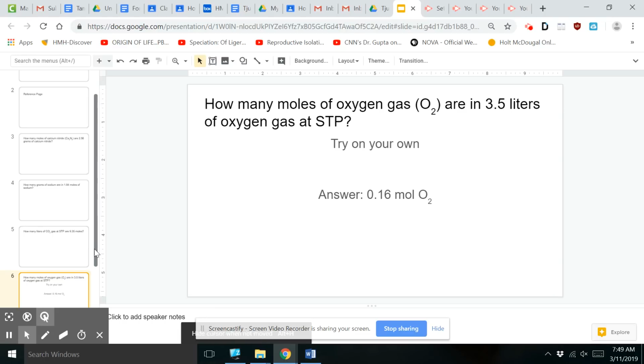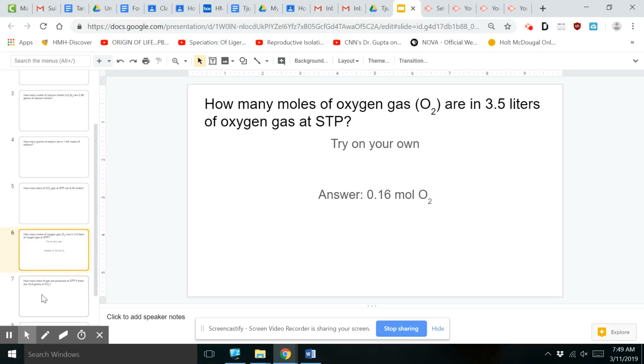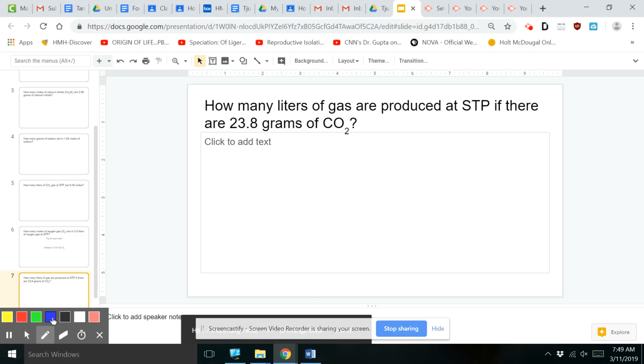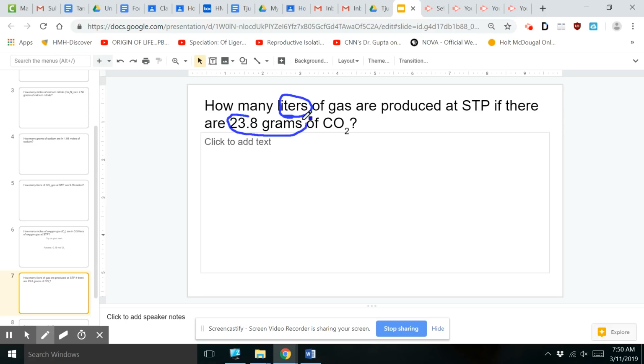Okay, so hopefully you figured that out all on your own. Now we're going to try one of the trickier ones that requires 2 steps, and then you will do one of those on your own as well. Again, we are on question number 5 at this point. We're looking for how many liters are produced at STP if there are 23.8 grams. You notice at this point there are no moles. However, we need moles.